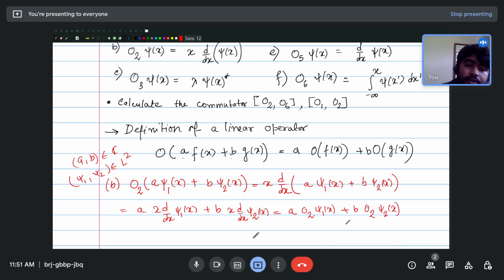Now you see we started from here and represented it in terms of the actions on the individual functions. So this is actually linear.